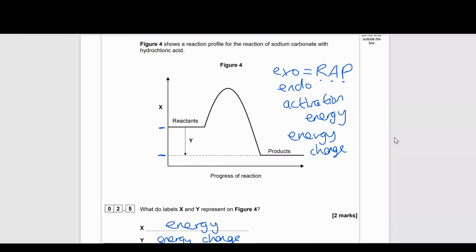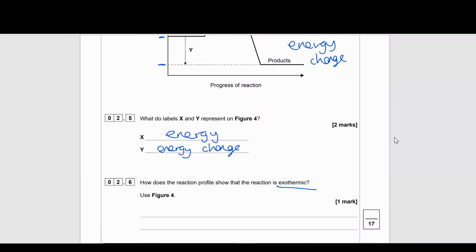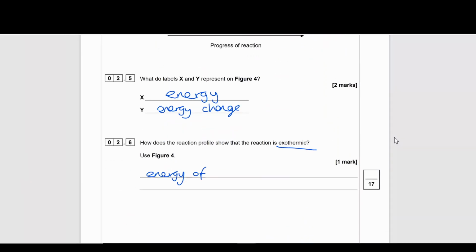Reactants above products. So if you look at the line for the reactants, our energy for reactants is greater than our energy for our products, or you could say the energy in our products is below the energy in our reactants. So either one of those is fine.